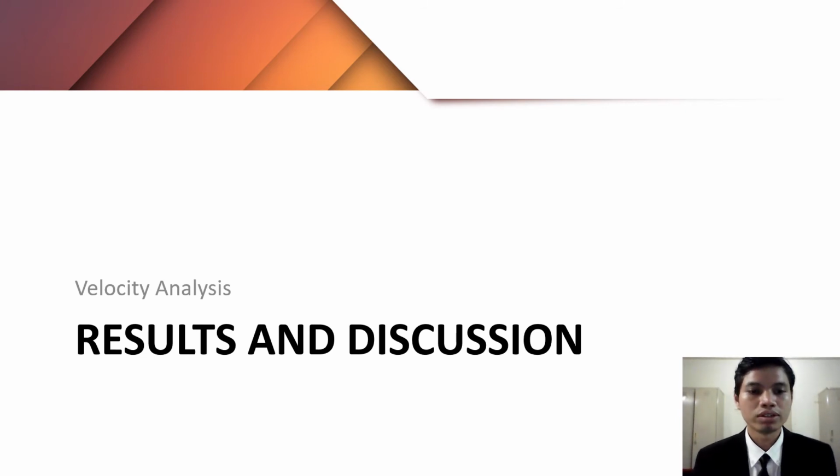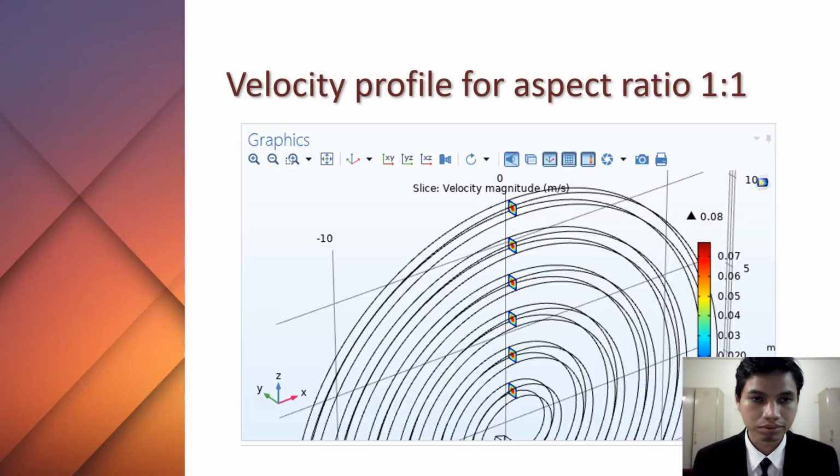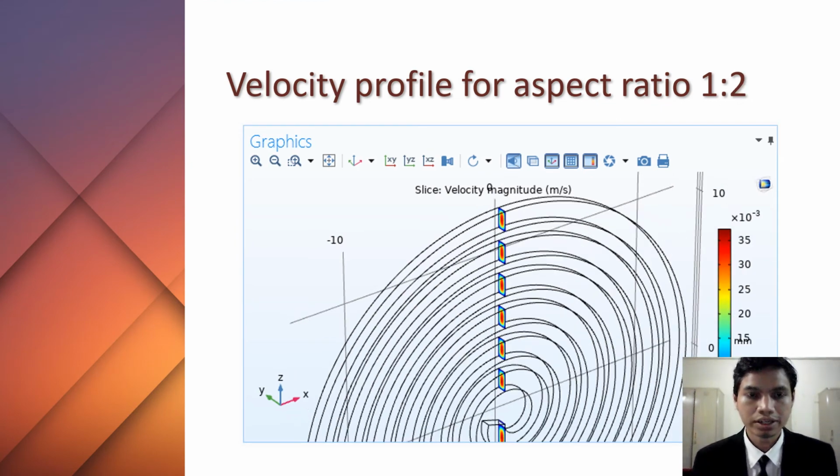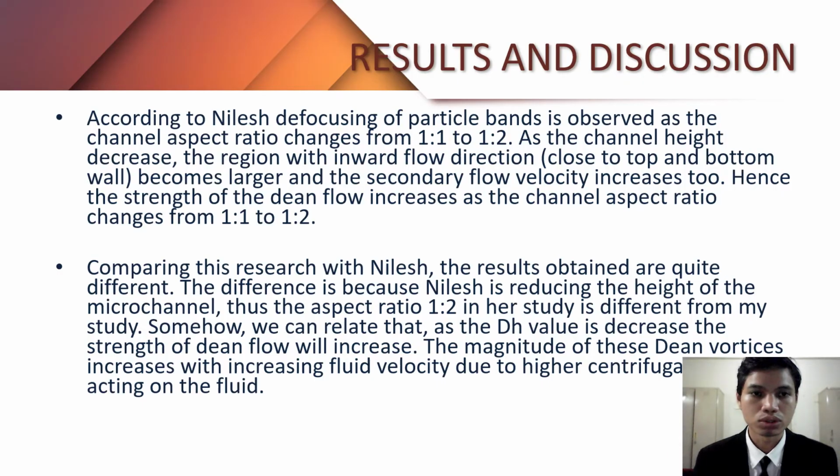Next, I will go on to result and discussion on velocity analysis. Here is the velocity profile for aspect ratio 1:1, and here is the velocity profile for aspect ratio 1:2. According to Kulkarni, the focusing of particle bands is observed as the channel aspect ratio changes from 1:1 to 1:2. As the channel height decreases, the region with inward flow direction, which is close to the top and bottom wall, becomes larger and the secondary flow velocity increases too. Hence, the strength of the Dean flow increases as the channel aspect ratio changes from 1:1 to 1:2.